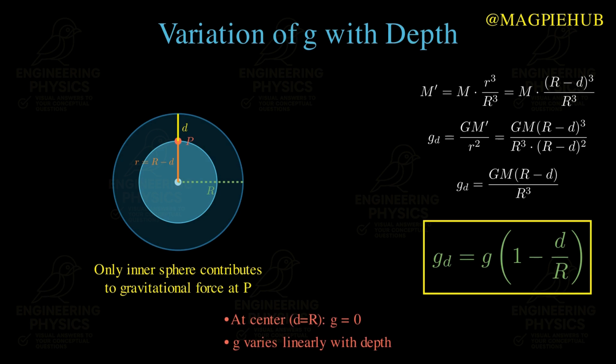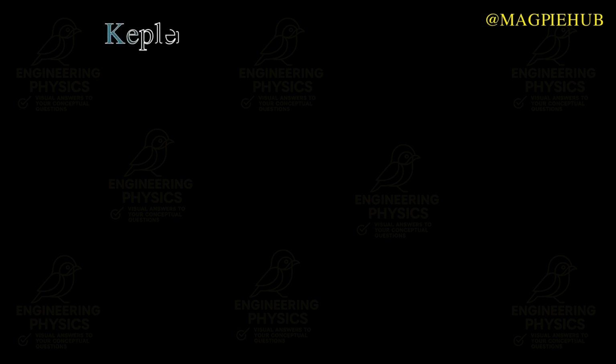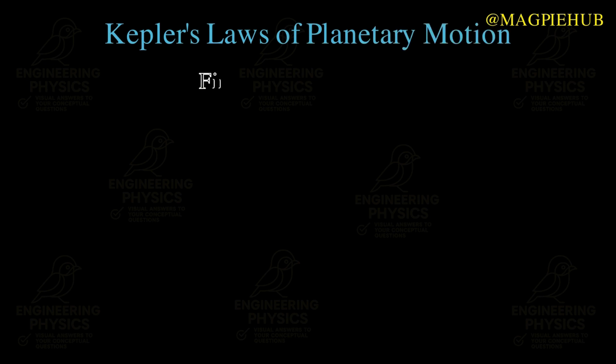Notice this is a linear relationship. At the center of Earth where d equals R, g becomes 0. Yes, at Earth's center, you would be weightless. Mind-blowing, isn't it? Now let's study Kepler's laws of planetary motion.